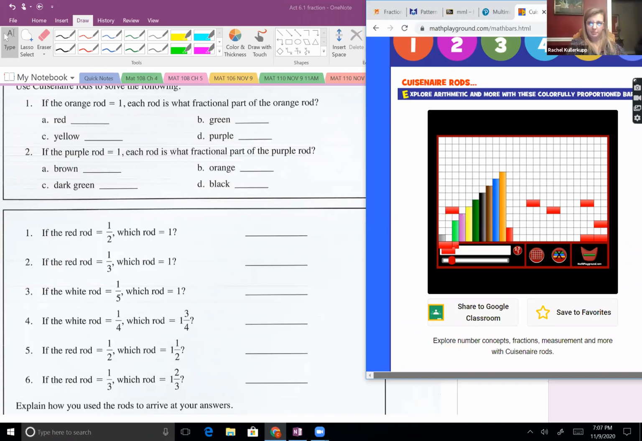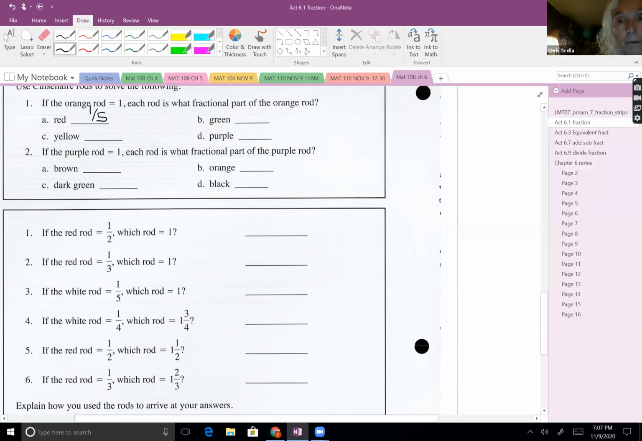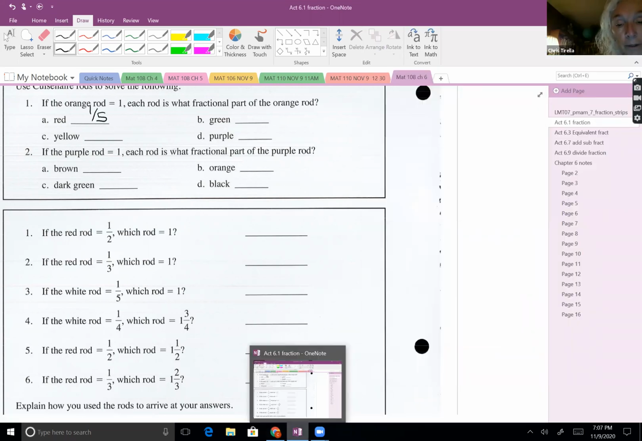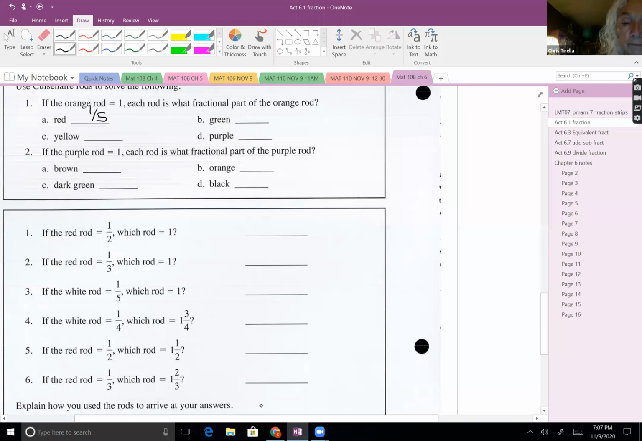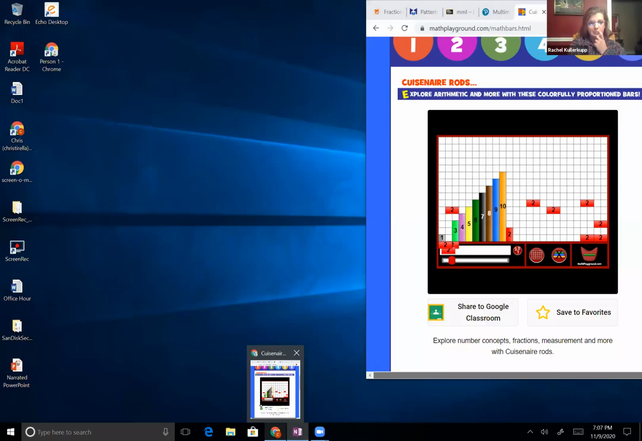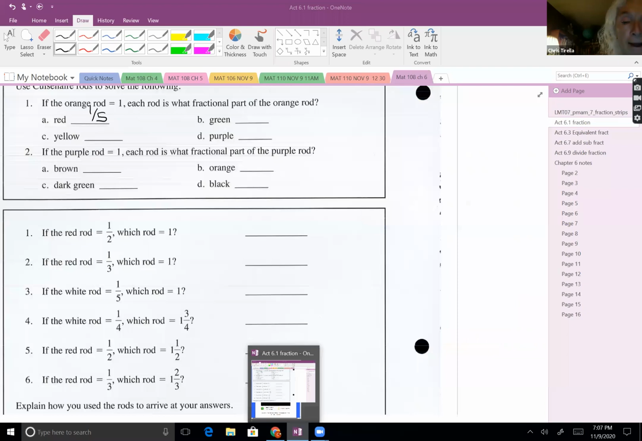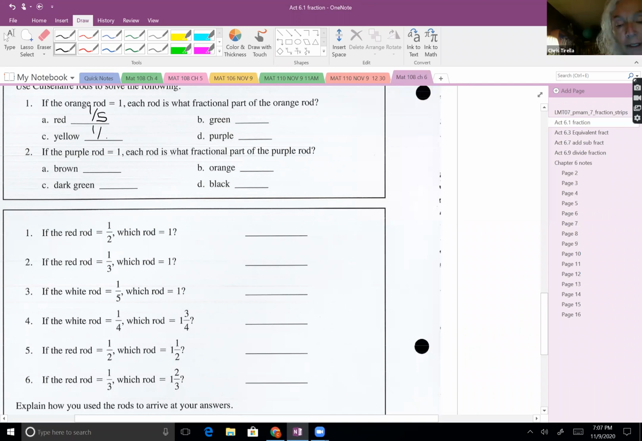I had 5. So 5 reds make the orange. So could we say that the red is 1/5? And how about the yellow? How many yellows does it take to make the orange? 2. So that would be 1/2. All right, I'm trying, and this technology is failing me. I'm sorry. How about the green?